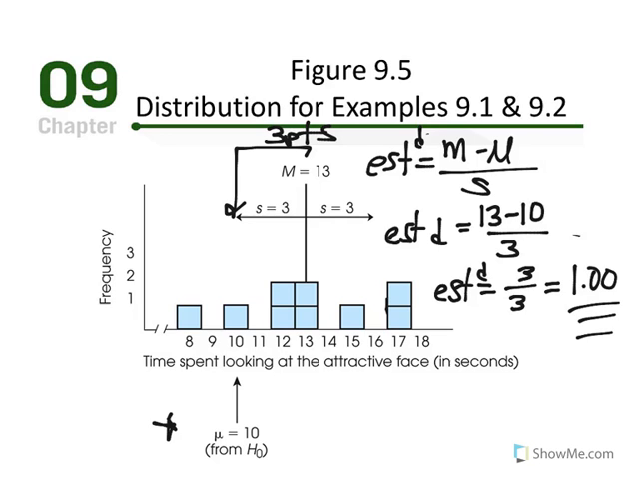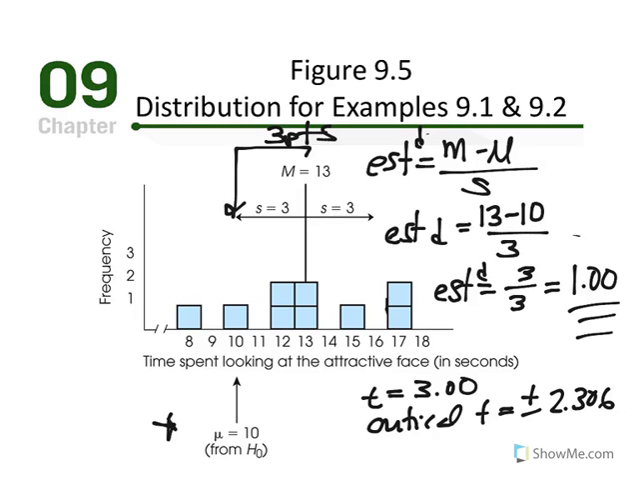It's estimated Cohen's d. Again, in step 4, we drew conclusions based on our t statistic, and just as a reminder, our t was equal to 3.00. Our critical t was equal to plus or minus 2.306, and based on the location of our t statistic, it was well into the critical region, which enabled us to reject the null hypothesis. We reject the idea that the infant spent an equal amount of time staring at the attractive versus unattractive face.